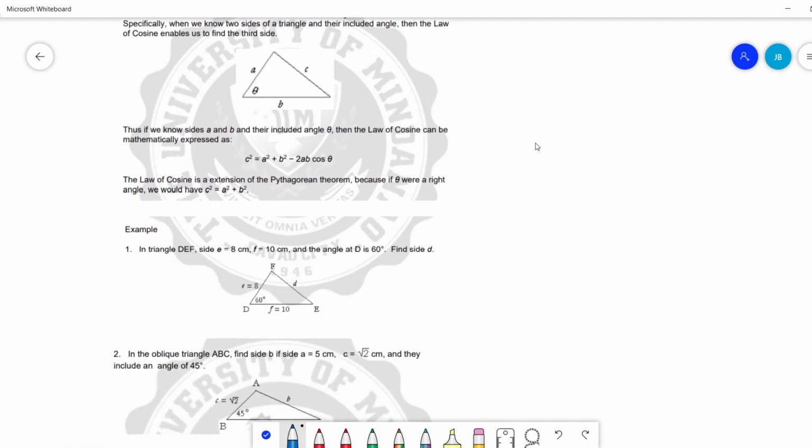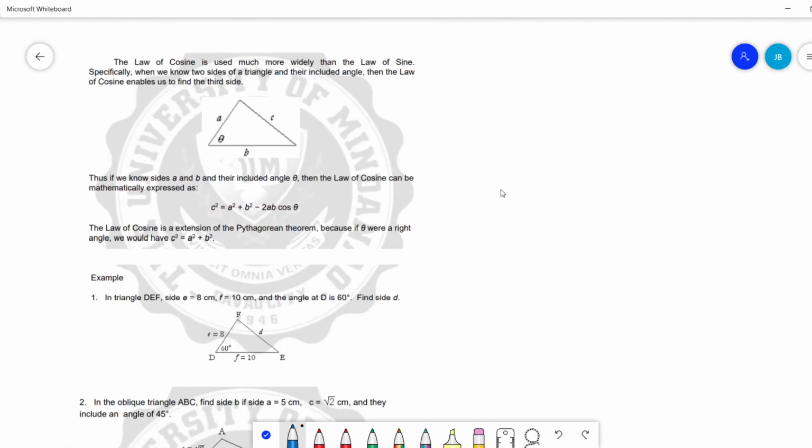It's used more widely than the law of sine. Specifically, when we know two sides of a triangle and their included angle, the law of cosine enables us to find the third side. So if we know sides a and b and their included angle, we can use the law of cosine, in which we can compute any side using this formula: c squared is equal to a squared plus b squared minus 2ab cos theta.